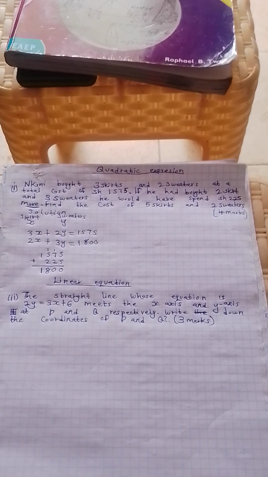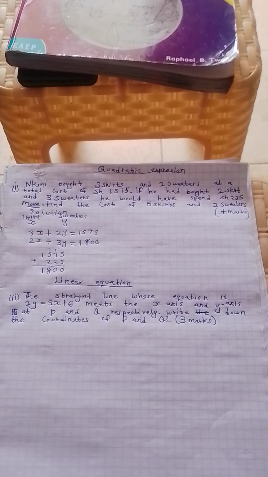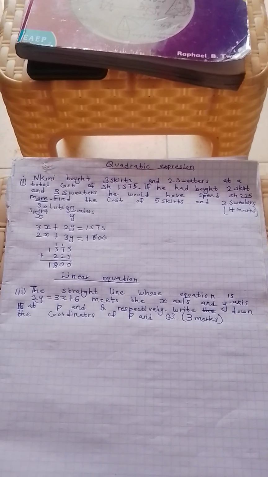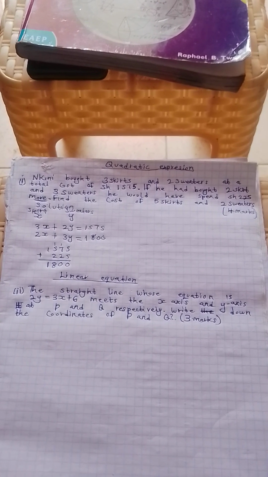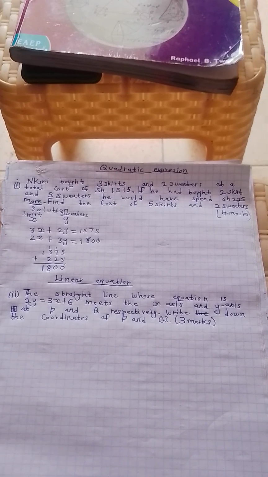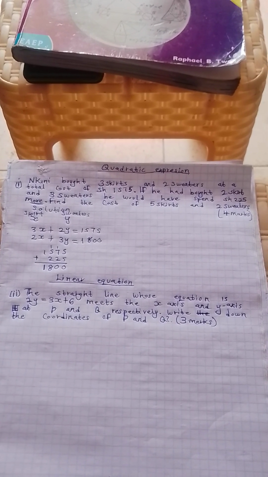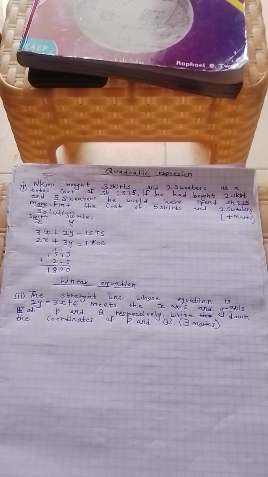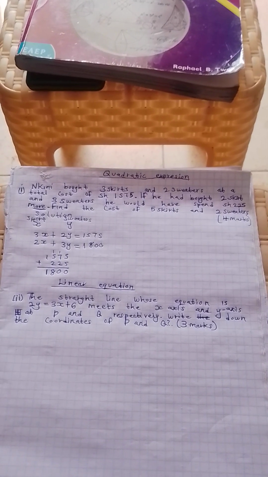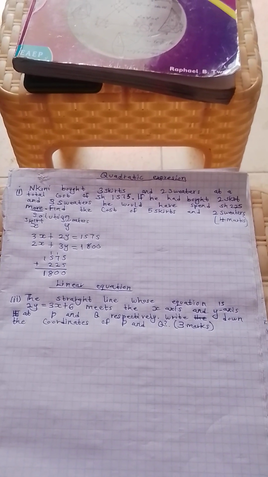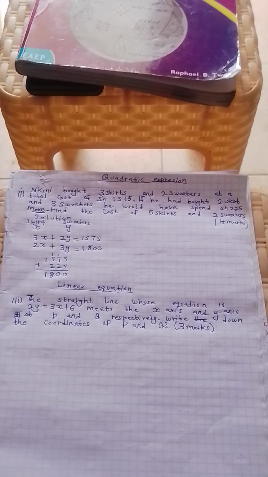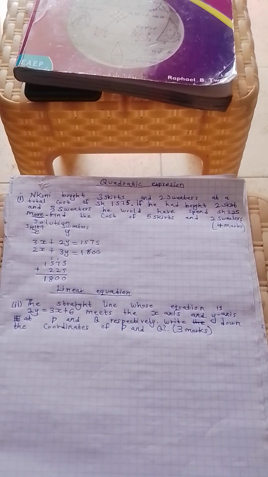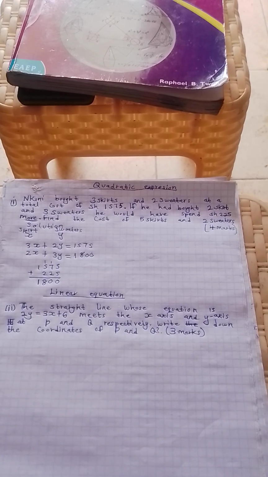So today we want to look at two questions under quadratic expression and linear equation. Our first question states that Kini bought 3 skirts and 2 sweaters at a total cost of 1,575 shillings. If he had bought 2 skirts and 3 sweaters, he would have spent 225 shillings more. Find the cost of 5 skirts and 2 sweaters.